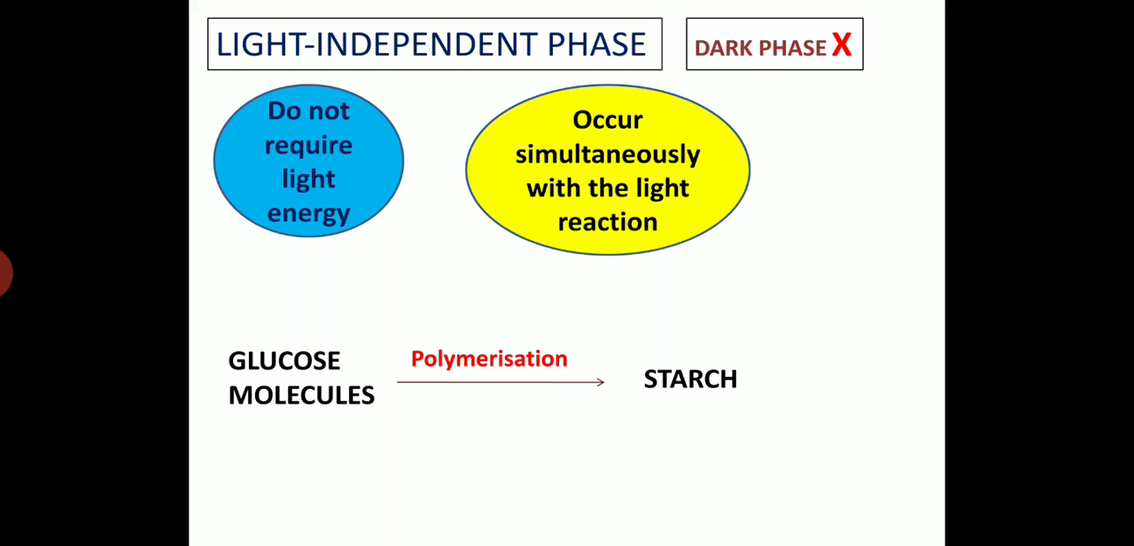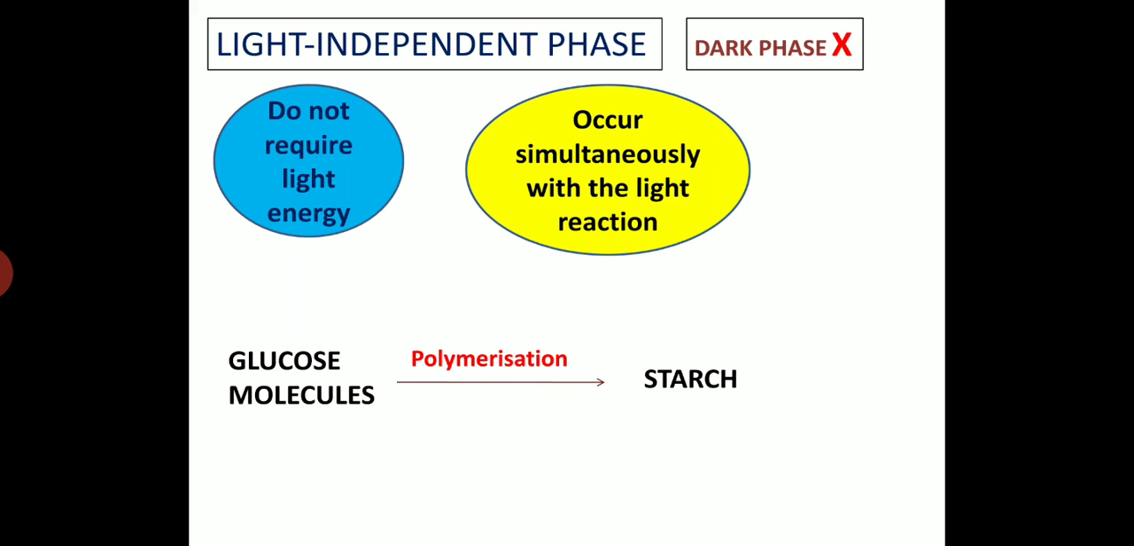In the light independent phase, the glucose molecules that are produced by the process of photosynthesis will join together. A few glucose molecules will join together and form one molecule of starch. And this joining of glucose molecules is known as polymerization.